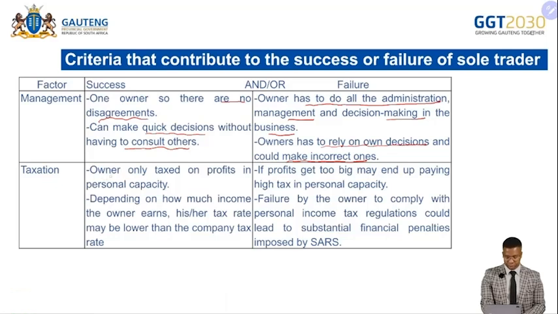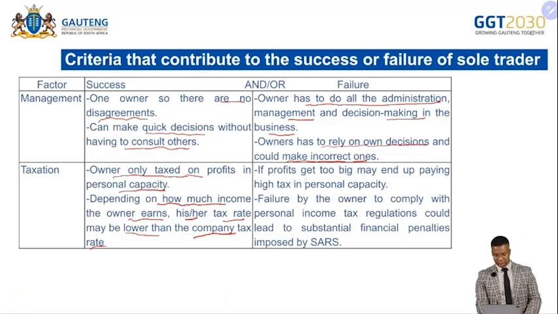Then taxation. Owners are only taxed on profits in their personal capacity. So it becomes the advantage there to say the business is not being taxed, but the owner of the business is the one that has to pay tax in their personal capacity. And depending on how much income the owner earns, his or her tax rate may be lower than that of a company tax rate. And then the failure part when it comes to taxation of a sole trader is that if profits get too big, they may end up paying high tax in their personal capacity.